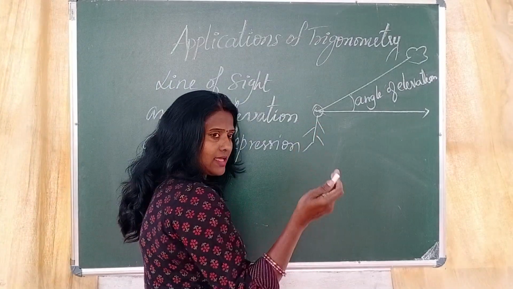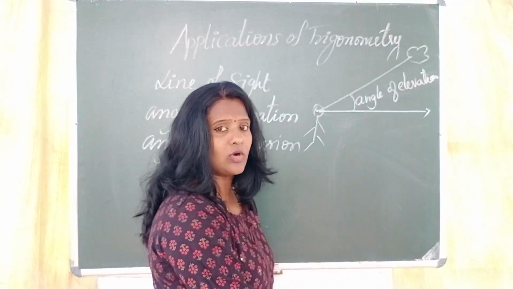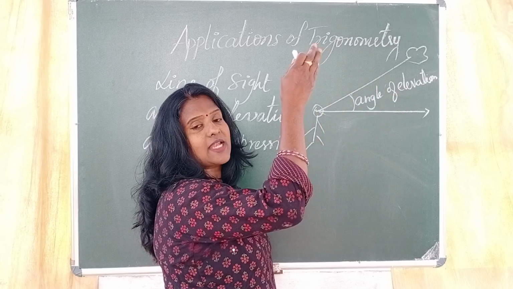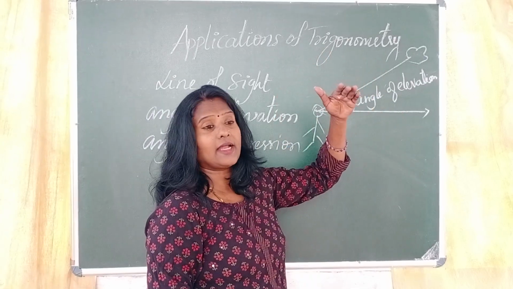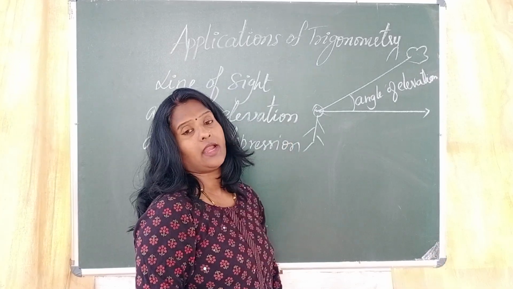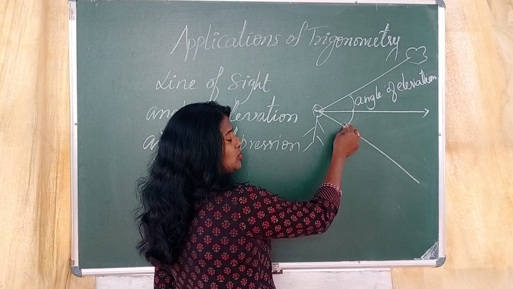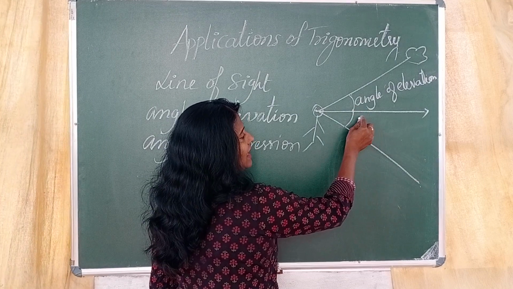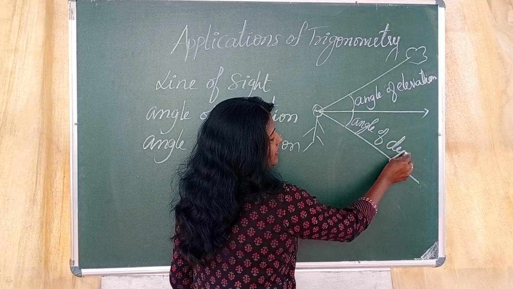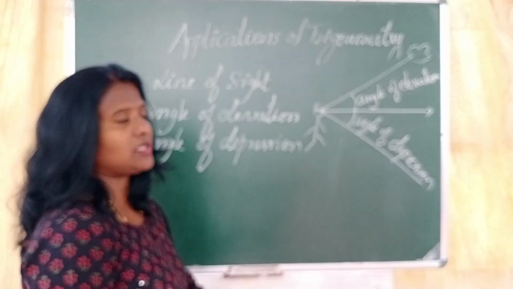In the same way, if I want to see an object below the horizontal line, for example a fish in the pond, or if I am standing on top of a building and watching the vehicles on the road, then I have to bend my head. How much I am bending my head to see that object, that angle is called the angle of depression.